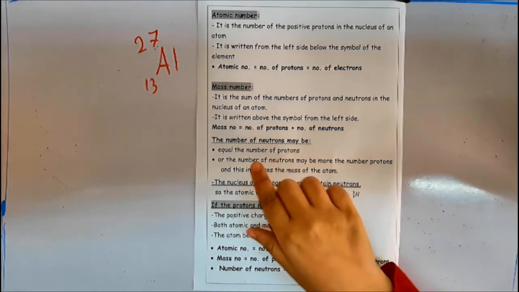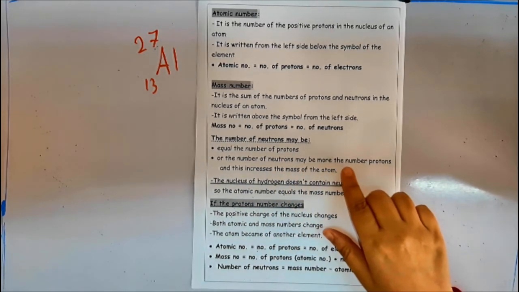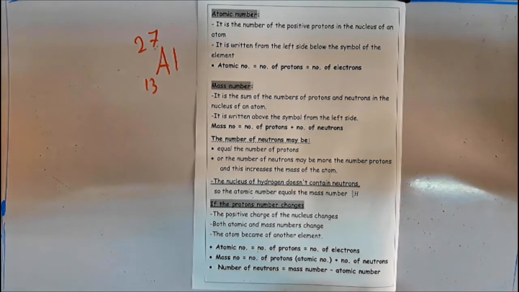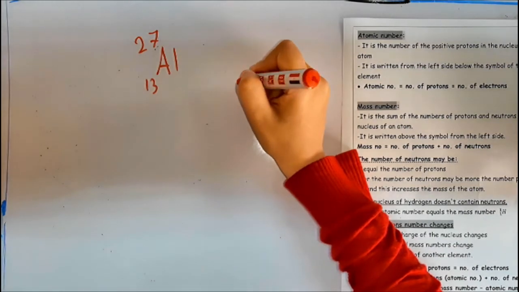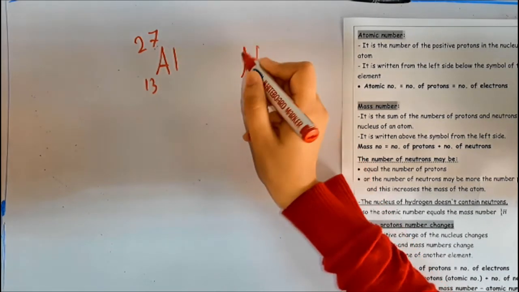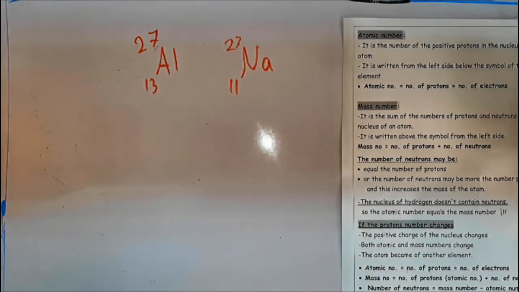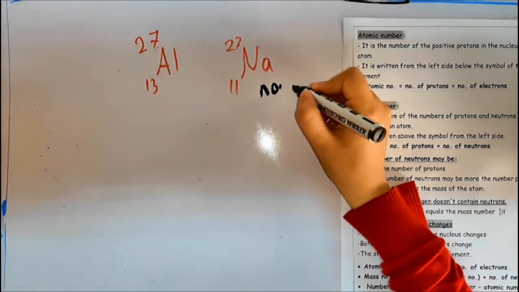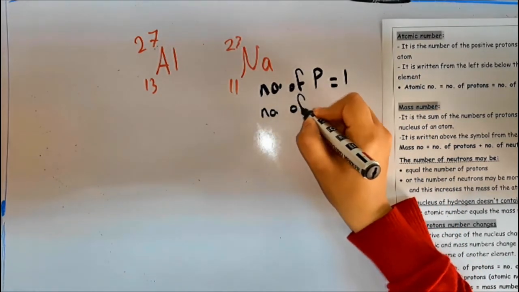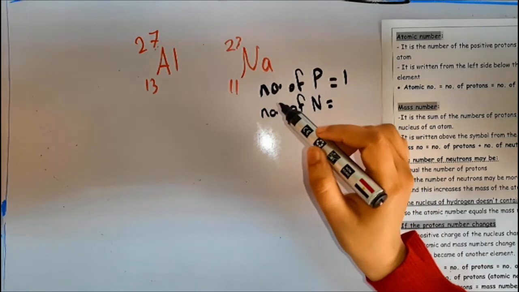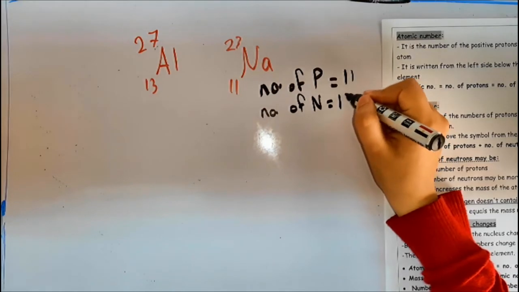The number of neutrons may be equal to the number of protons, or the number of neutrons may be more than the number of protons, and this increases the mass number. As I said, in the case of sodium, here is 11 and 23. Number of protons equals 11, but number of neutrons, we studied it, I will make mass number minus atomic number, so it equals 12.